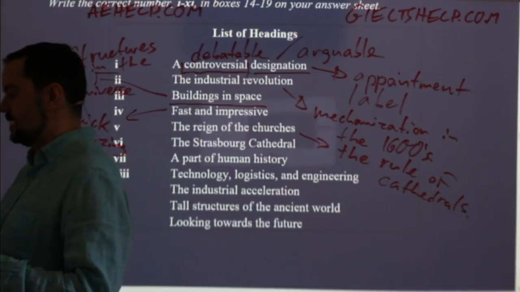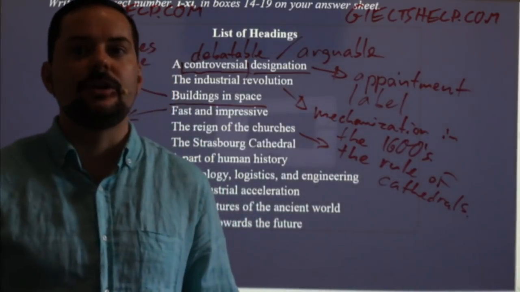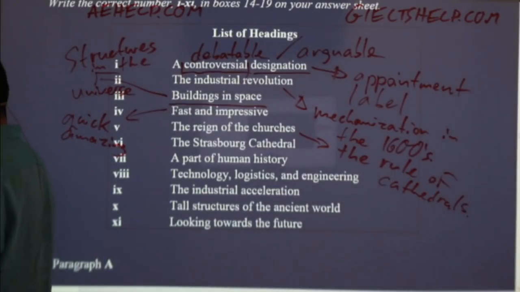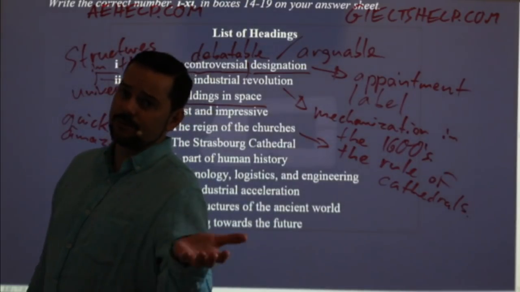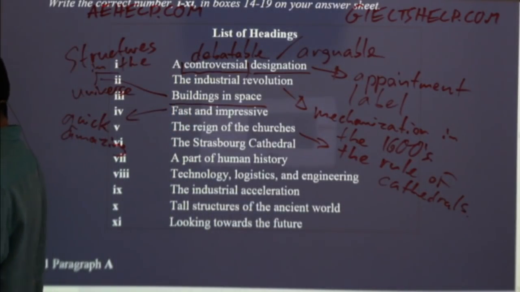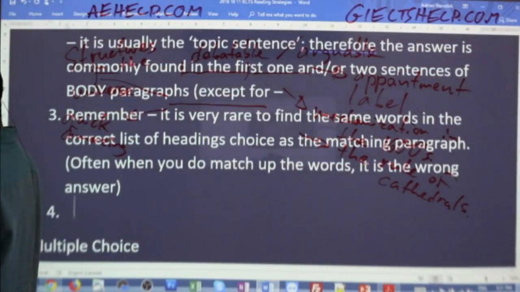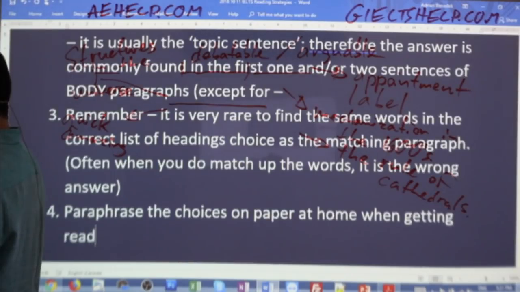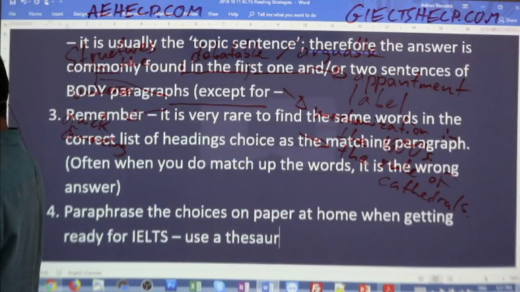So a thesaurus is a synonym antonym dictionary. That's what you want to use if you get stuck doing this when you're practicing at home. It's a great way to improve your vocabulary as well. So definitely do it. It's in context, so it's good. All right, so paraphrase. The choice is on paper, at home, when getting ready for IELTS. Use a thesaurus if you are stuck.